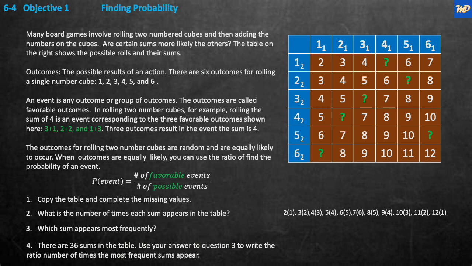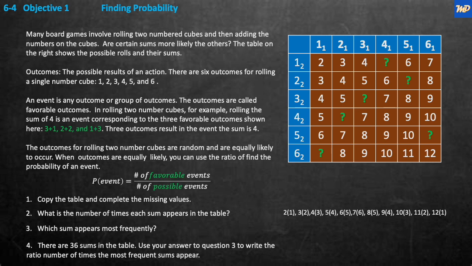Okay, objective 1 on this slide, finding probability. It's a pretty full slide, I guess I could say. There's a lot of info on here. We're just going to read it and try to understand what's being said and asked for in the questions at the bottom. But it starts off by saying here that many board games involve rolling two numbered cubes and then adding the numbers on the cubes. I'm sure you've played these games before.